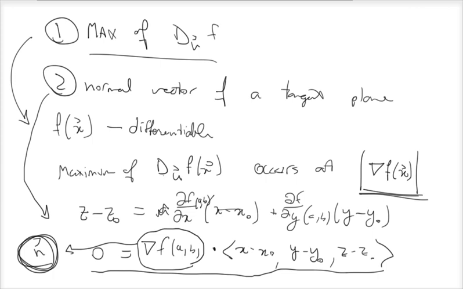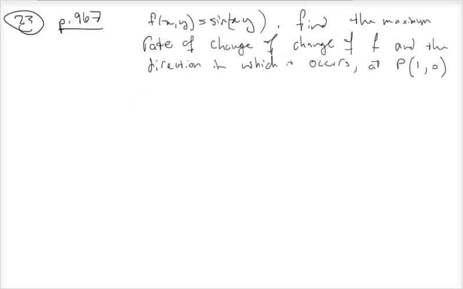Now we're going to do a couple sample problems using both gradients and directional derivatives. Alright, so we're going to do number 23 on page 967 in your book, and given this function f of x, y equals sine xy, we're asked to find the maximum rate of change of f and the direction in which this maximum rate of change occurs for the point (1, 0).